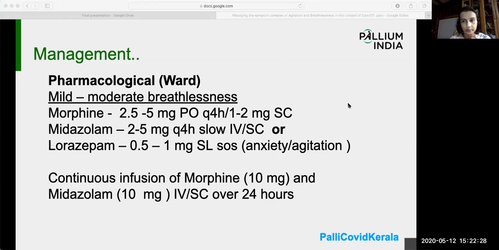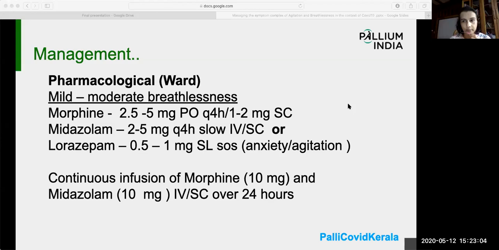The doses that we have suggested is a starting dose for mild to moderate breathlessness. We start with oral morphine, 2.5 to 5 milligram orally, four-hourly, or you can also give 1 to 2 milligram subcut. If the patient has, in addition to that, anxiety because of breathlessness, you can also give a benzodiazepine like midazolam, 2 to 5 milligram, four-hourly, slow IV or subcut. Or you can also try lorazepam, 0.5 to 1 milligram sublingually as and when needed for agitation and anxiety.